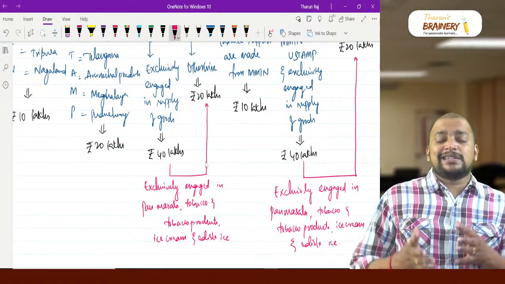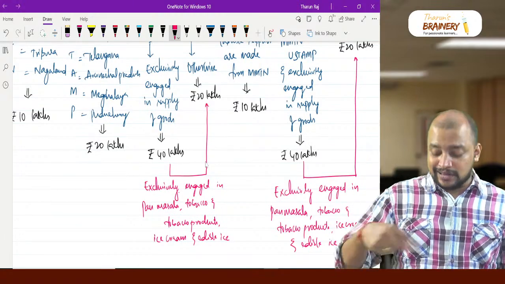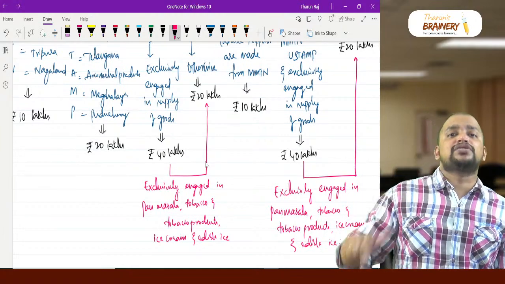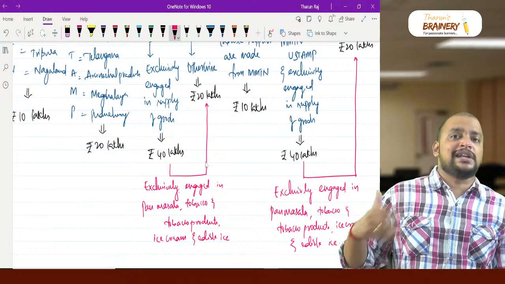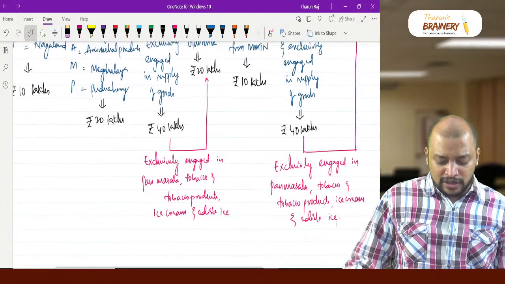So you can be engaged in supply of goods, only goods. In that goods, few goods can be pan masala, these goods, notified goods, then 40 lakhs. If you are engaged only in supply of these notified goods, either as a manufacturer or as a trader, then 40 lakhs limit will not be applicable. So this is the threshold limit you need to know.